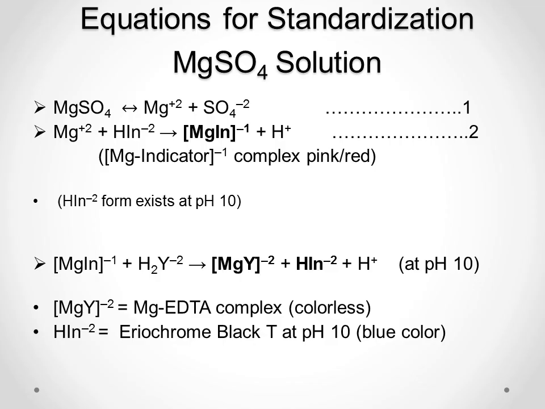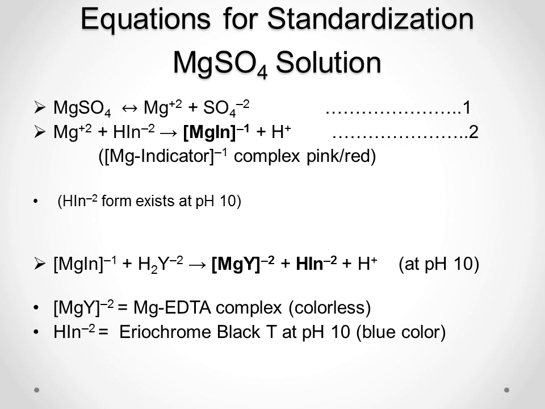Equations for standardization of magnesium sulfate solution. Equation number 1: magnesium sulfate dissociates into its ions, which are magnesium plus 2 and sulfate minus 2. In equation number 2, you can see the magnesium ions reacting with the indicator, so the indicator, after the loss of protons, forms the magnesium indicator pink or red colored complex.